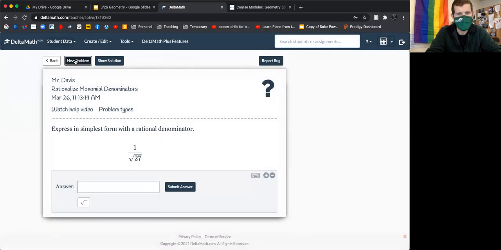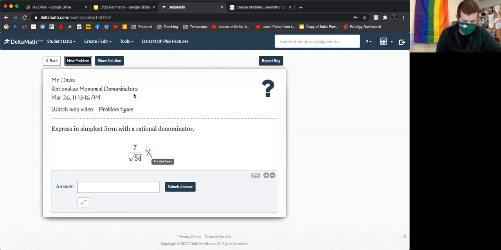Because some of these have some really big numbers here. This one's big enough. Well, let's go with that. Okay. And the process doesn't change no matter what numbers they give you. But here we've got 7 divided by the square root of 54.